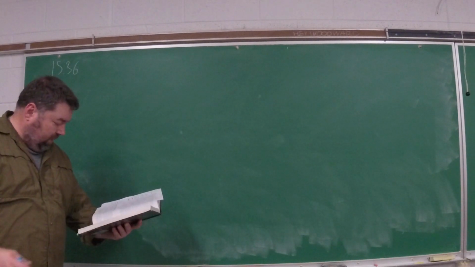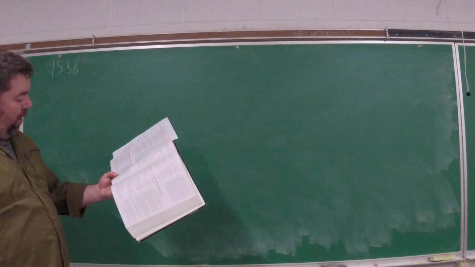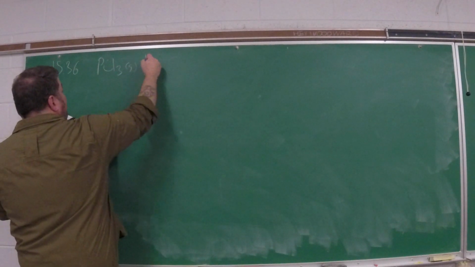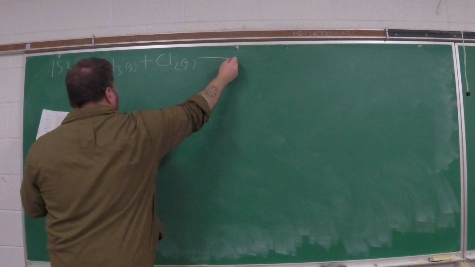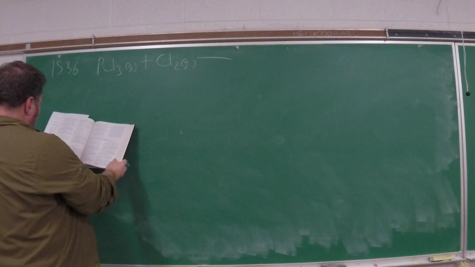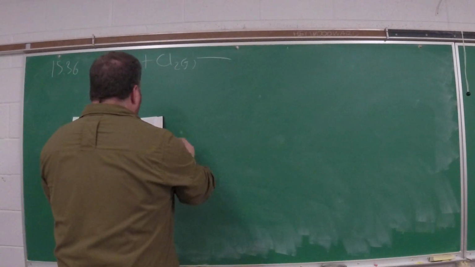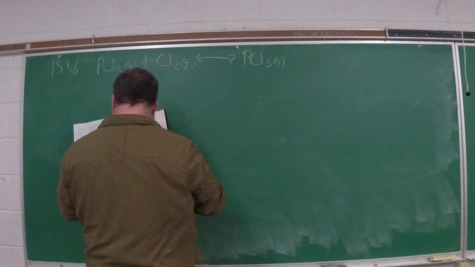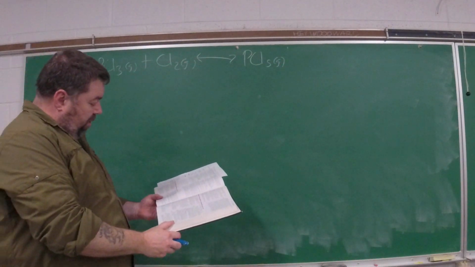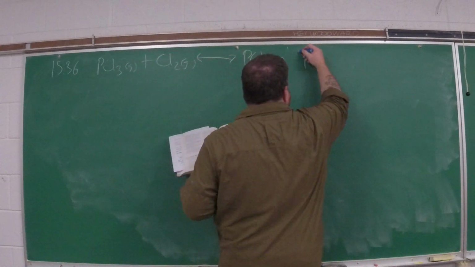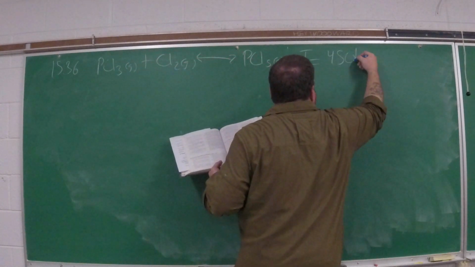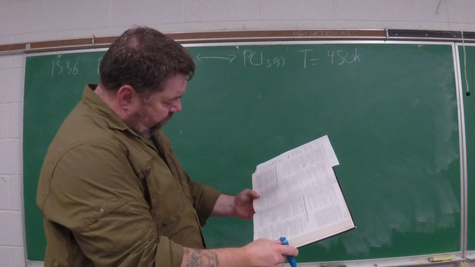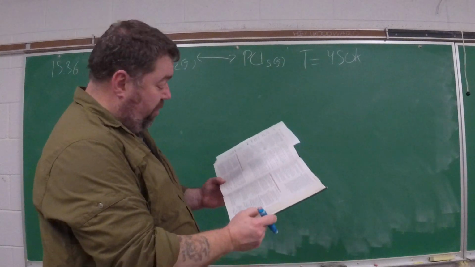Again, what do we have here? We're going to have PCl3 gas plus Cl2 gas is going to go reversibly to PCl5 gas. Okay? They tell us that the temperature is 450 K. And then they give us equilibrium partial pressures.